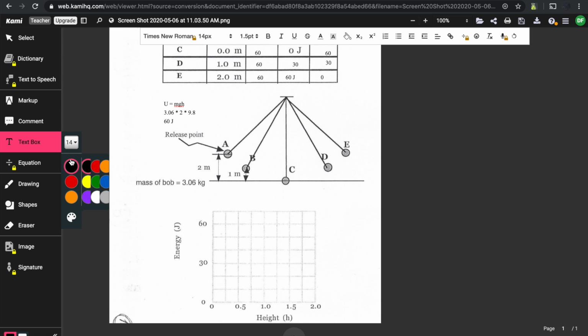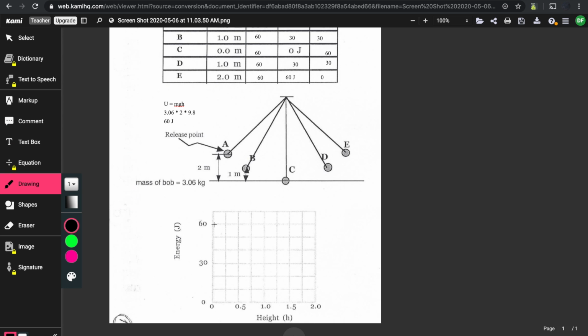So if I graph the total energy, let's switch to drawing. What's the total energy? At 0, it's 60. Oh, it's height. Okay? So at halfway down, the energy is 60. At 1 meter, it's 60. At 1.5 meters, the energy is 60. And at 2 meters, the energy is 60. Okay? So that's the total energy.